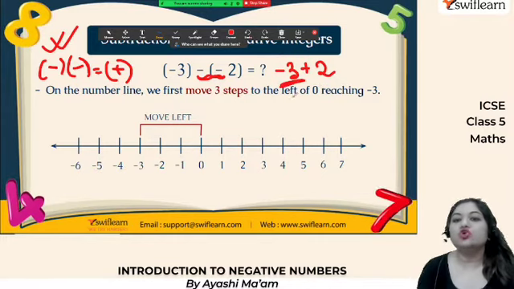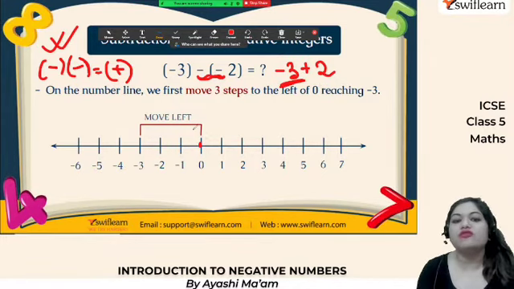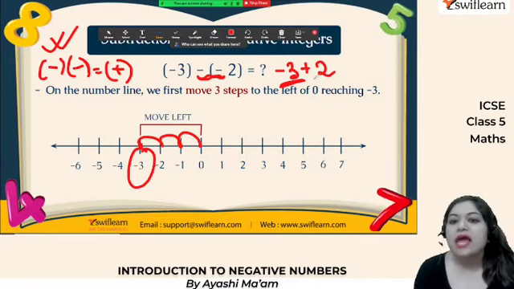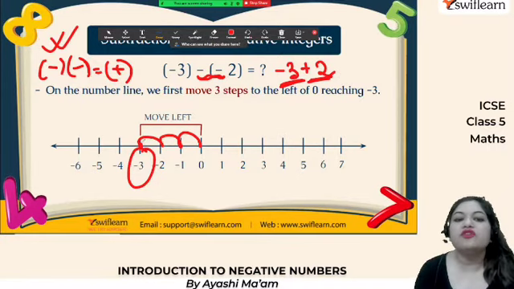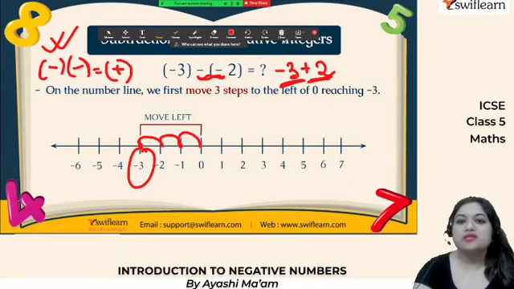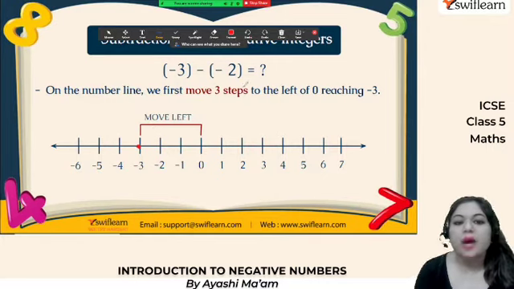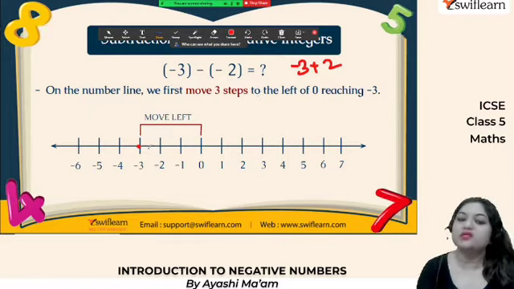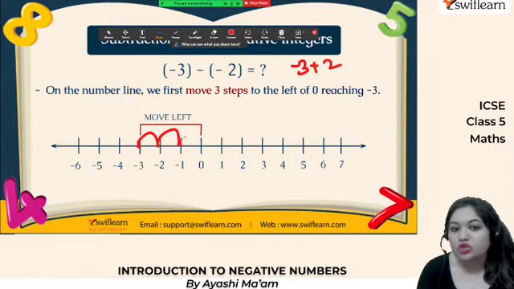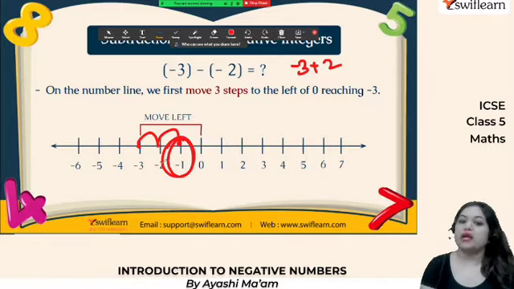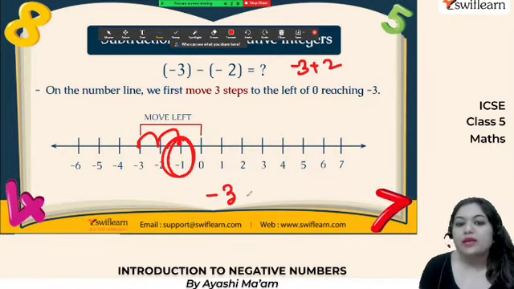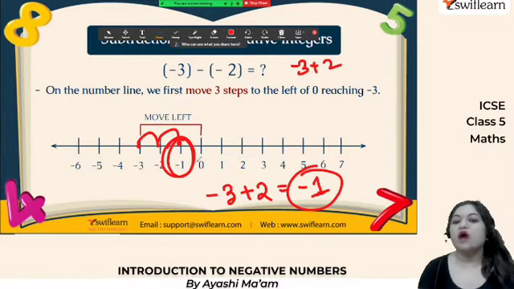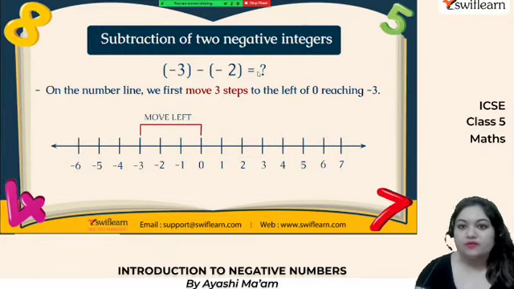So first let's go to minus 3 because there is minus. From 0 we will move towards the left. 1, 2, 3 and we are reaching at minus 3. Next we have plus 2, right? That means from this minus 3, we will move towards the right, 2 steps towards the right. That means 1 and 2. So we are stopping at minus 1. So this is how we got our answer, that minus 3 plus 2 is going to give us a minus 1. Okay, this is how you can get it. Fine.